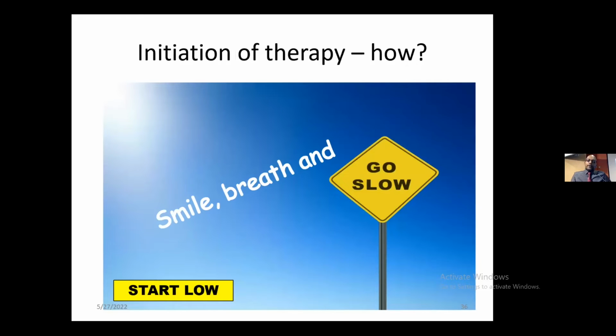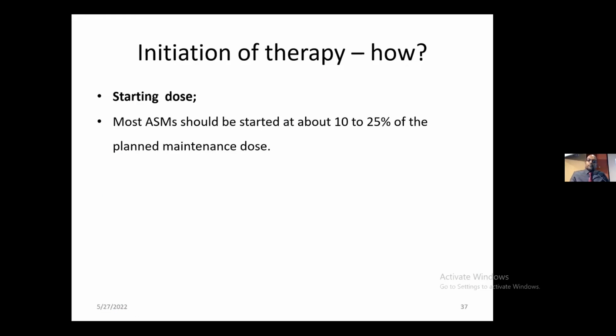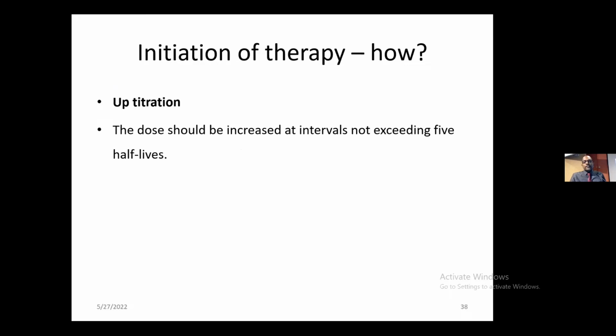So how are we going to start? The rule of thumb would be to start low, smile, breathe, and go slow. So most of the anti-epileptic, anti-seizure medications should be started at about 10 to 15% of the planned maintenance dose. That should be the initial dose, and the doses should be increased at intervals not exceeding 5 half-lives. So that is very important, which is being given in the BNF, again, to make our lives easy. We need not go to the half-lives, but just keep that in mind.